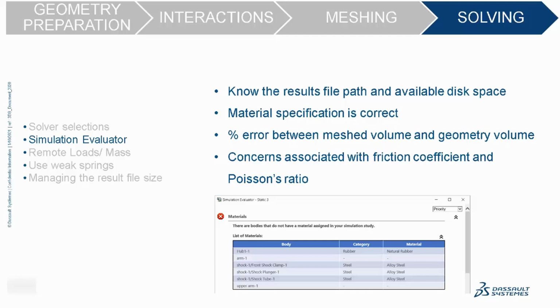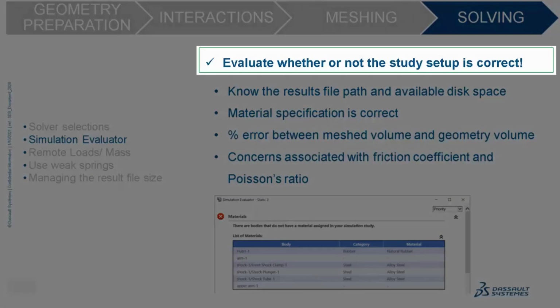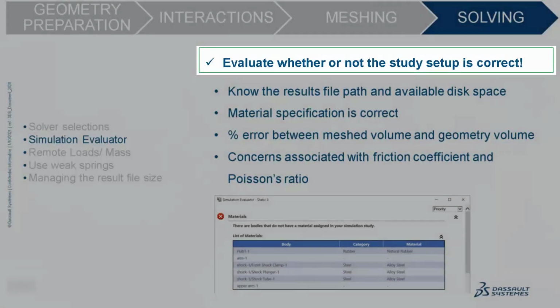before solving the simulation. Raising flags for the result file path located on a network drive, low disk space, bodies that require material assignments, and materials with wrong Poisson's ratio are very helpful in identifying the issues at an early stage and making necessary modifications before solving the study. This can certainly save you a lot of time associated with troubleshooting the issues. We recommend you run through the simulation evaluator to determine whether the study setup is optimal before running the simulation.